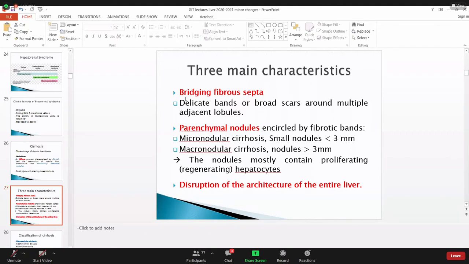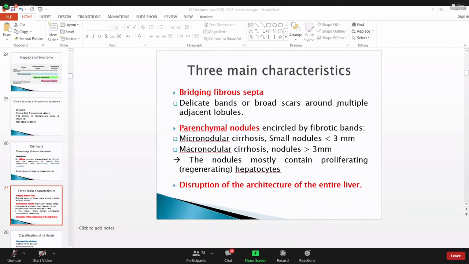That's why we call it bridging. Delicate bands or broad scars around multiple adjacent lobules, parenchymal nodules encircled by fibrous bands. In between these fibrous bands we will see circles, and in the middle of them are parenchymal nodules. It could be big size, more than 3 mm, we call it macronodular cirrhosis, or small size, less than 3 mm, we call it micronodular cirrhosis, and each has its underlying diseases. Sometimes it is a combination of both.